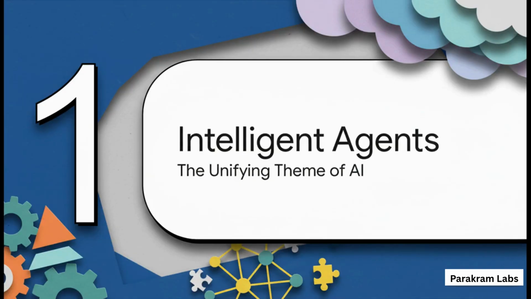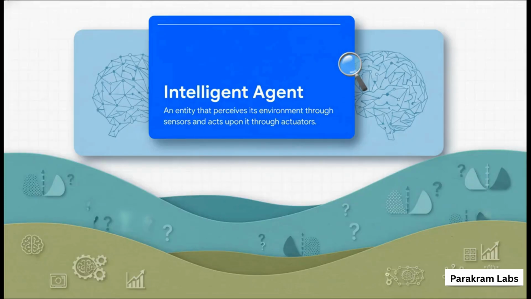Okay, so let's start at the very beginning with the foundation that the entire book is built on, the intelligent agent. Literally everything that comes after this is just about making this agent smarter and more capable. So, what is an agent? Well, it's pretty simple, really. It's just anything that can sense its world and then act on it.